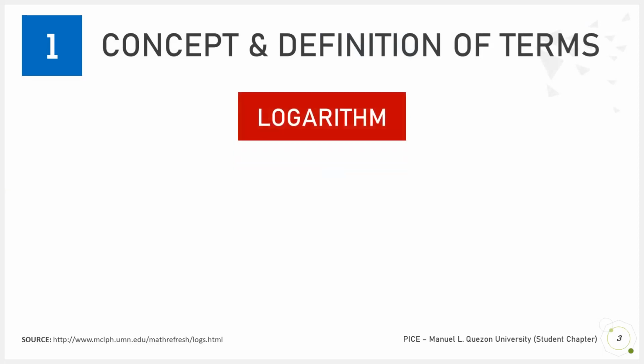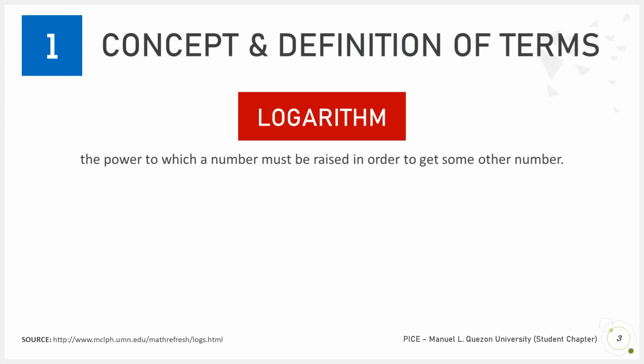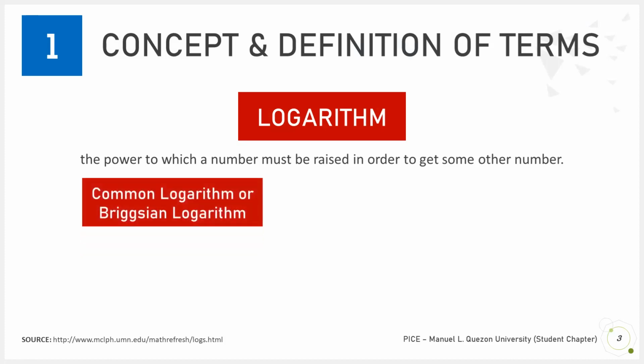We have logarithm. So the logarithm is the power to which a number must be raised in order to get some other number. So may tinatawag tayong common logarithm or Briggsian logarithm. So ganito yung itsura niya. So yung 2 is what we call the base and 8 is what we call the answer. So yung 3 which is located sa right side ng ating equation is what we call the equivalent ng common logarithm.